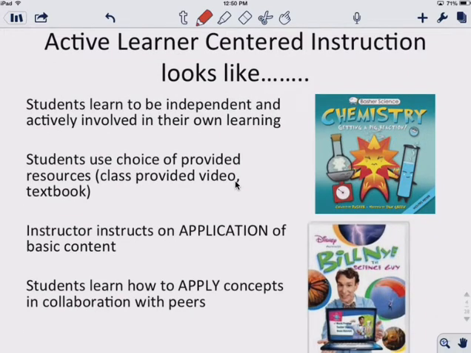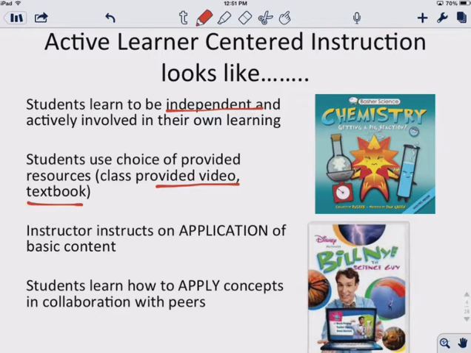In pre-AP, we want our rigor to be really high. We want you to get the most out of this course as possible. So this course has been structured to be an active learner-centered instruction, meaning you are going to be in charge of your learning. So you are going to learn to be independent and actively involved in your own learning. You get a choice of resources. We will provide some videos in class, or you will also have access to an online textbook if you prefer the traditional method of studying material.